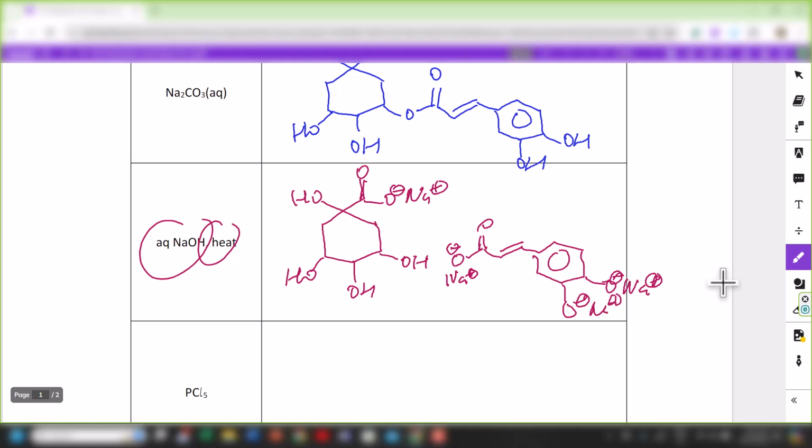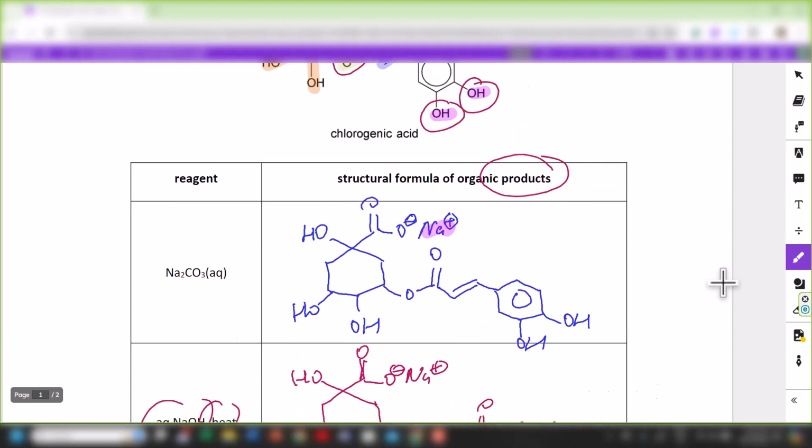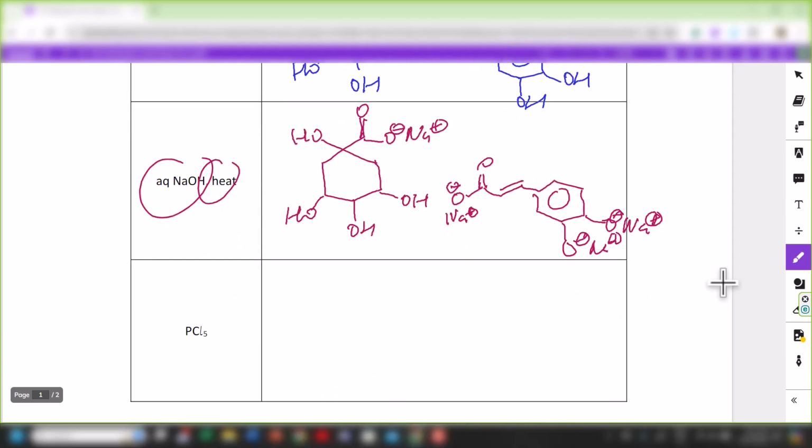It's not necessary. Then finally we have PCl5. So PCl5 is a chlorinating reagent. So what does a chlorinating reagent do? Usually to convert hydroxyl group to Cl.